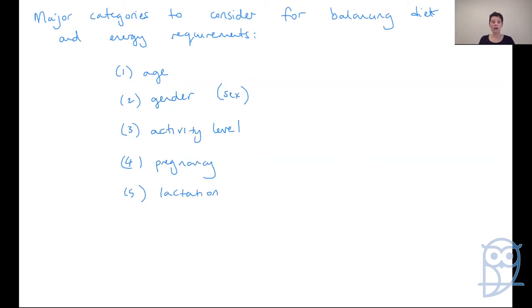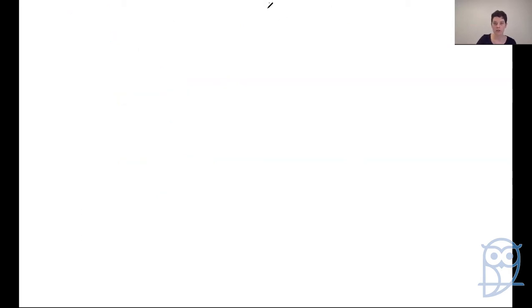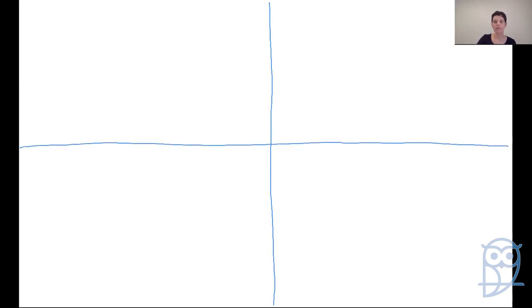So let's talk about each of these in a little bit more detail in what we're considering. We'll split up so that we can see everything together. So we have age. And we're also not just going to look at energy, we're also going to look at diet. So aspects of the diet. Now the biggest thing about age is growth rate. Are you growing or not?